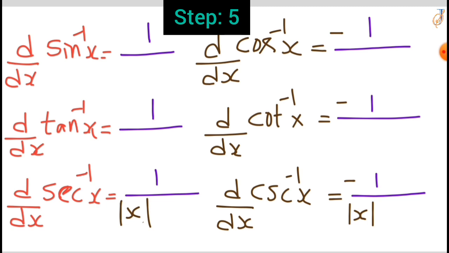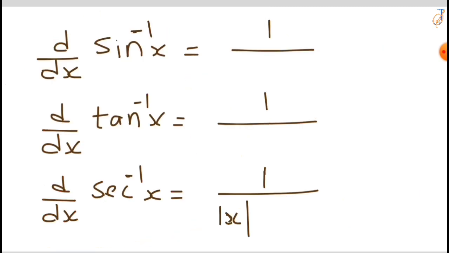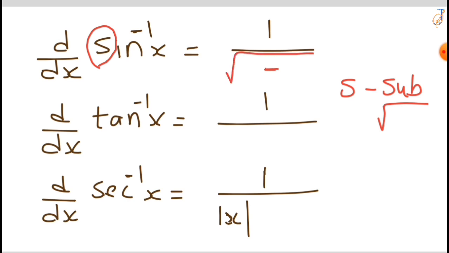In step 5, you have to observe only these left hand side derivatives of inverse functions. In the top, sine inverse of x, the first letter is S. That means S resembles subtraction and square root, isn't it? So S stands for subtraction and square root. Just write square root and subtraction. Just mention the negative sign, that is subtraction, and then square root. And here also observe the first letter, we have S. So S resembles subtraction, square root. So just write here also in the denominator square root and subtraction.